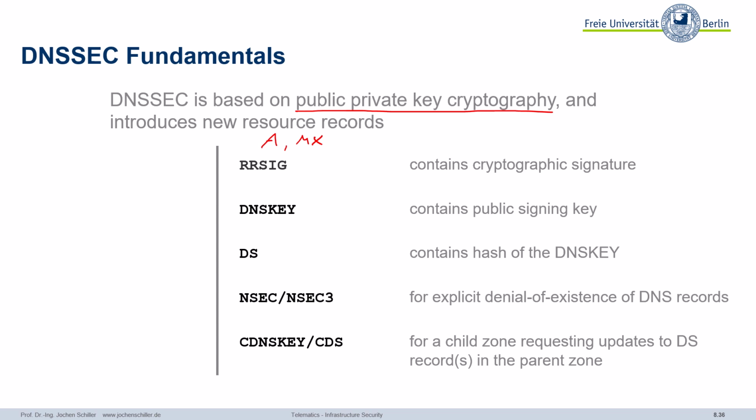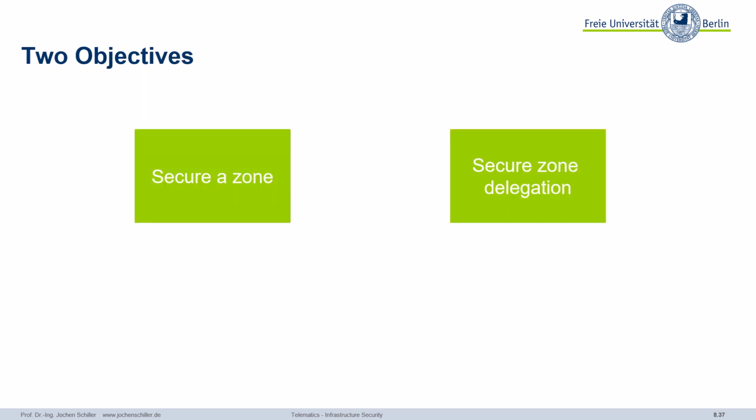Two more concrete objectives of DNSSEC: we have to be able to secure a zone, and we'll talk a bit about zone delegation. So first of all, a zone. Someone is responsible for a zone, like DNSSEC is responsible for all the German top-level domains, or your university is responsible for all the domains inside the university, etc. We had the zone servers, primary, secondary, etc.